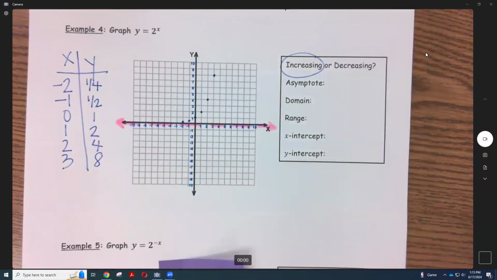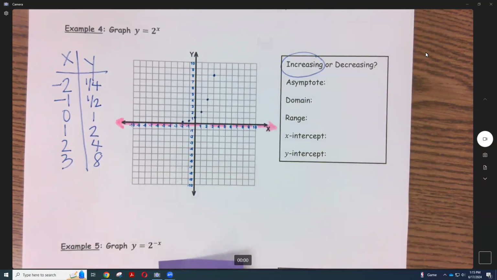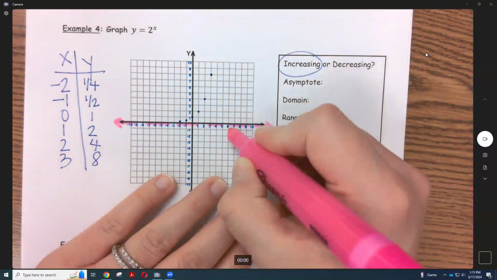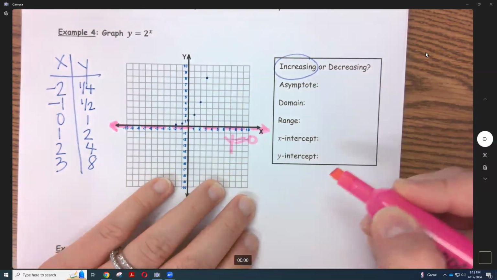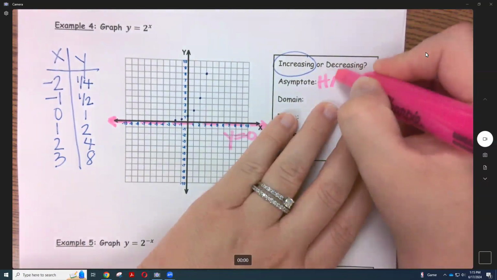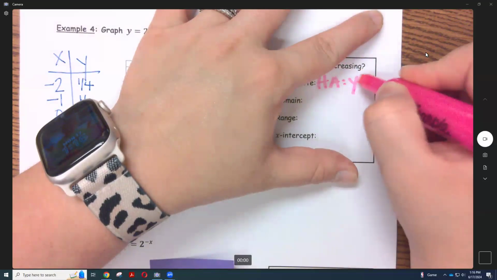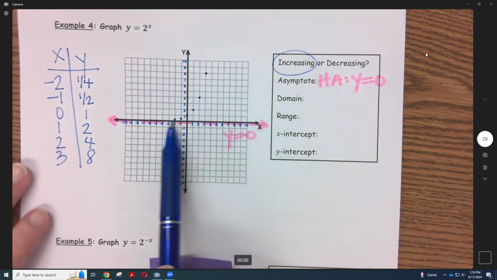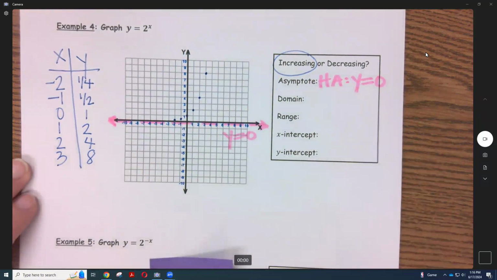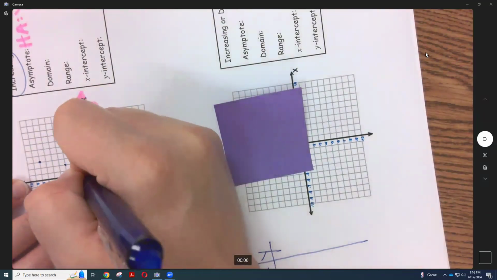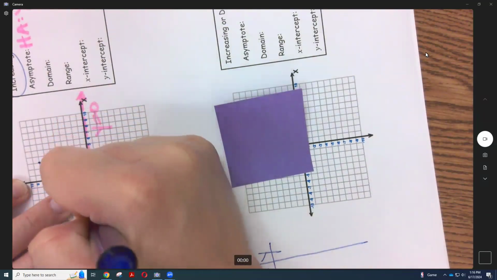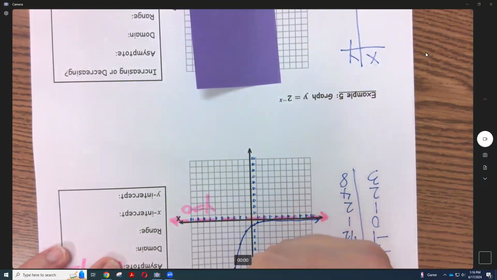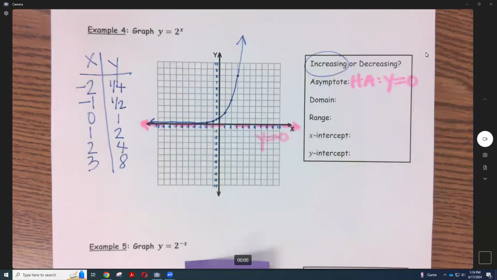Mine looks a little bit more like it's under, but I can't really do it on top of, otherwise you won't be able to see it. So I have a horizontal asymptote right here at y equals 0. When I connect these points and go this way, I want to make sure I don't go down below that asymptote, below that x-axis. We're going to stay just right there above it. Okay, so there's my graph.